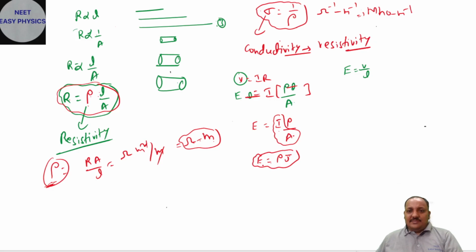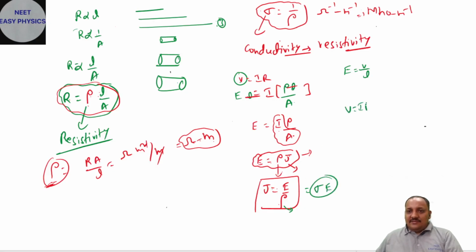So this is the relation between electric field, resistivity and current density. E equal to rho J. If you remember rho J, you will get it. Isn't it? E is equal to rho J. This is also Ohm's law. Next, J is equal to E by rho. So what is 1 by rho we said? Reciprocal of resistivity is conductivity. So J is equal to sigma E.